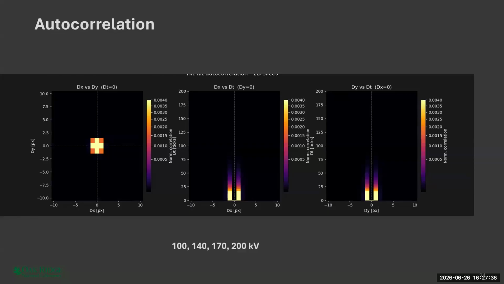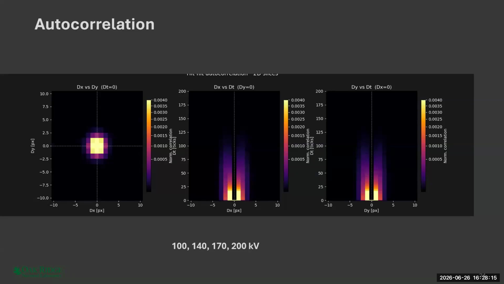So I mentioned events that are about the same time and close to each other. So how do you determine what those phrases mean? The way we were doing this is we were looking at the autocorrelation of events that hit the detector. So I've just plotted out the autocorrelation function of a selection of events. This is at 100 kilovolts, and you can see that the average event really is sort of spreading out over a few pixels as you increase the energy to 140, 170, and then 200.